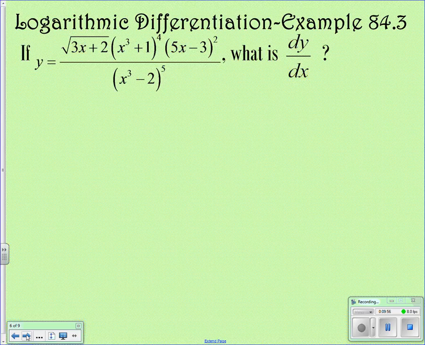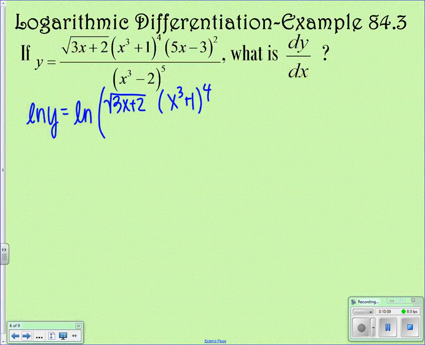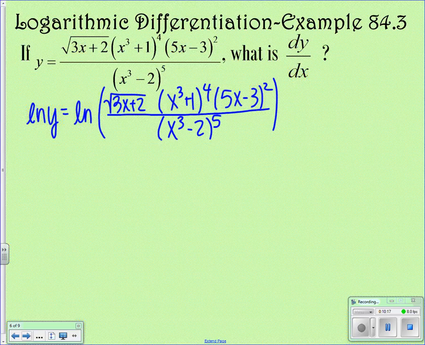Well, you put an ln on both sides. So we have ln of y and then ln of the whole right side. And you may want to write kind of small, otherwise you're going to end up writing sideways going down the side of your paper, or having to go to a second line as you get further down into the problem.